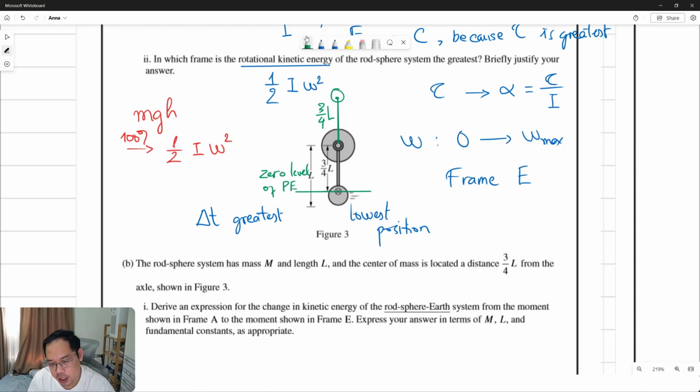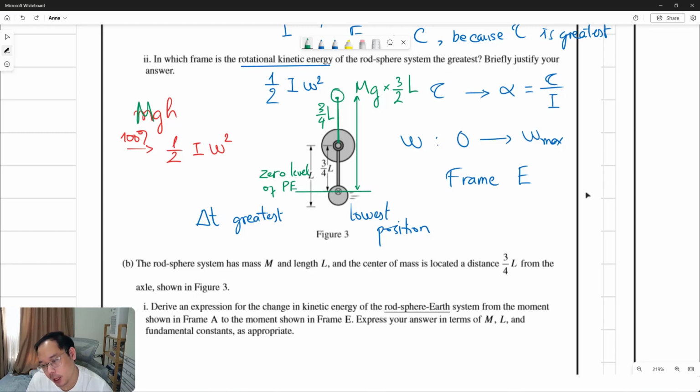Okay, so the initial potential energy on the top here is M, which is the mass of the system, multiplied by g, and multiplied by the height, which is this distance, meaning 2 times 3/4 L. That is 3/2 L, because it doubles the distance 3/4 L. This is the initial potential energy.